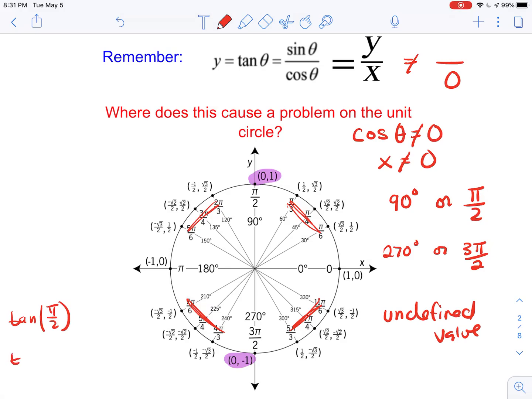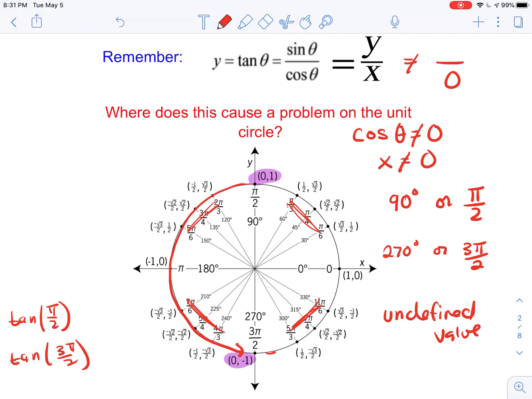So the tangent of pi over 2, as long as your calculator's in radians, should give you an error if you type it into your calculator. Tangent of 3 pi over 2 should give you an error because it is undefined. And any other value that is coterminal to either 90 or 270 will also give us a problem.